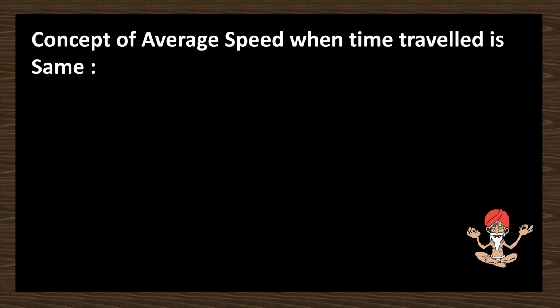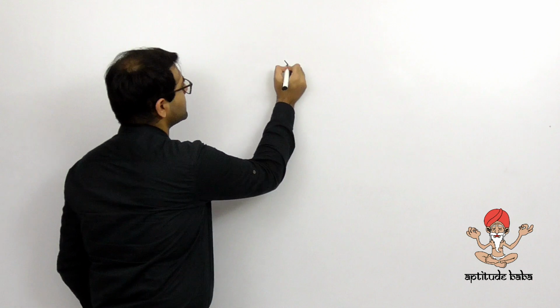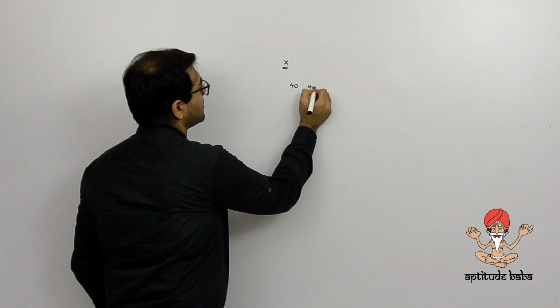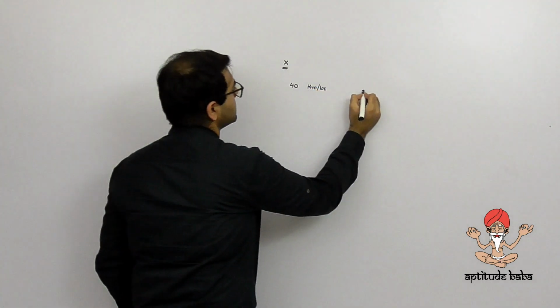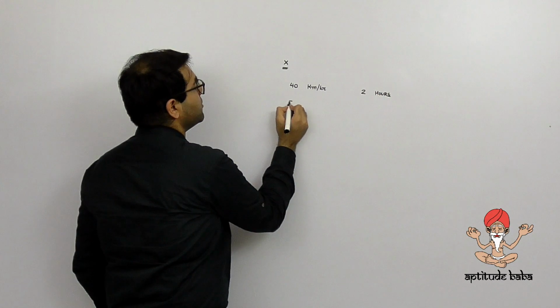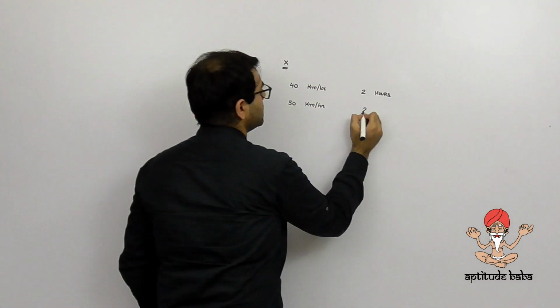Let us understand the concept using a simple example. Let us say that there is a person X who is traveling at a speed of 40 kilometers per hour for 2 hours, and then at a speed of 50 kilometers per hour for another 2 hours.